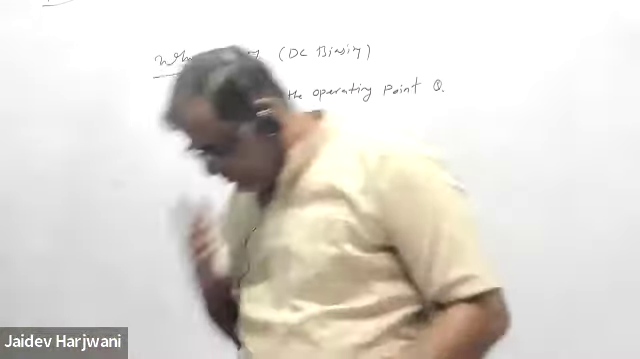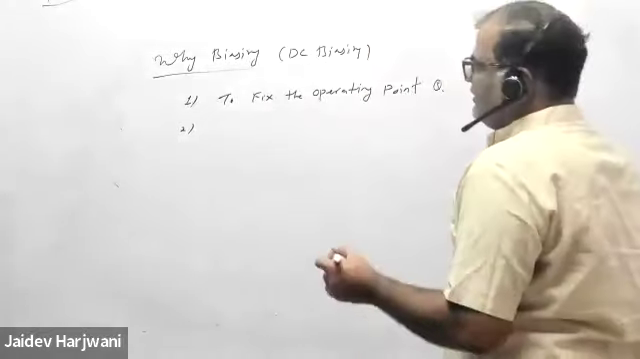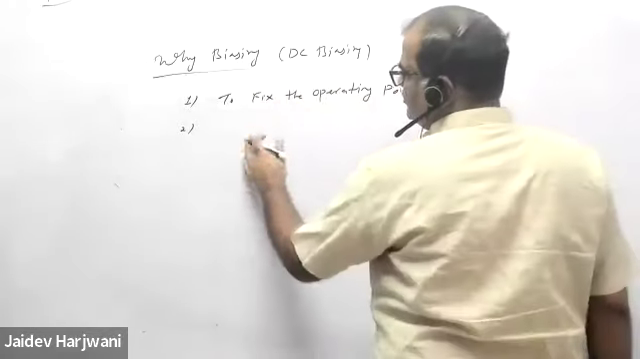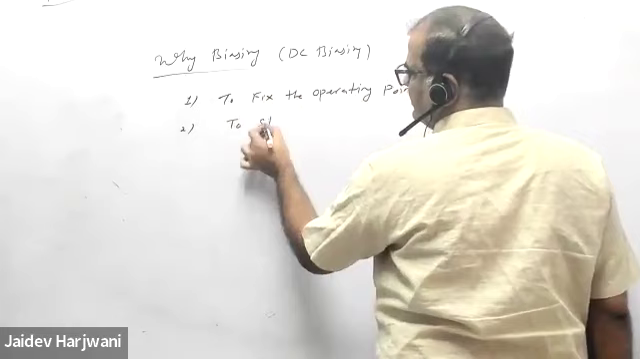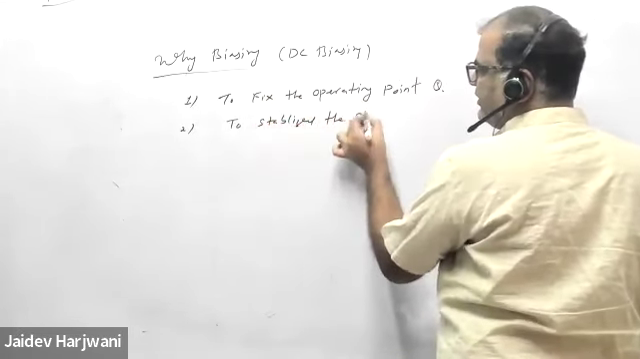So first, biasing is required to fix the operating point, and the second reason for biasing is that the biasing should be such that it stabilizes the operating point.